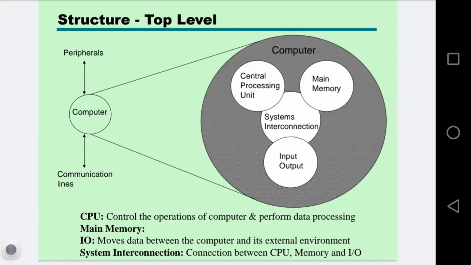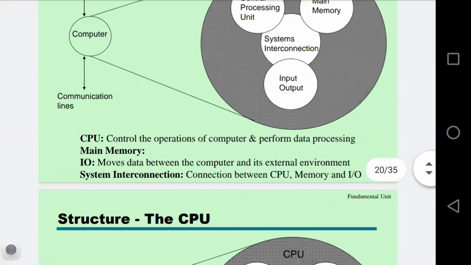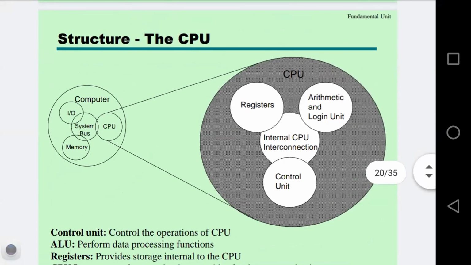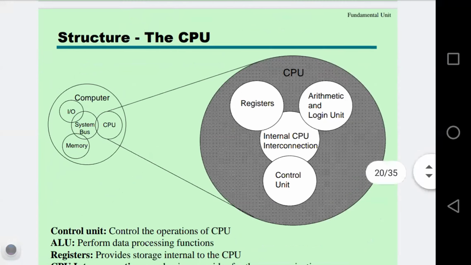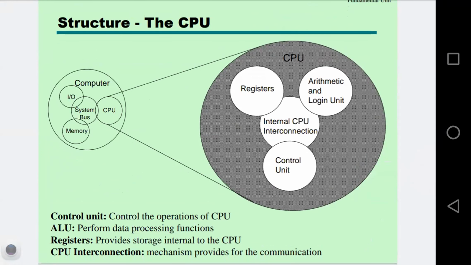Now, if you open the first component, that is the CPU, you will find there are again different components. In the CPU, there is a control unit for the controlling. Again, there are registers, and there is the ALU, that is the arithmetic logic unit. So in the CPU, these are the different components and each has its own function. So structure means how many components are there and how they are related to each other.